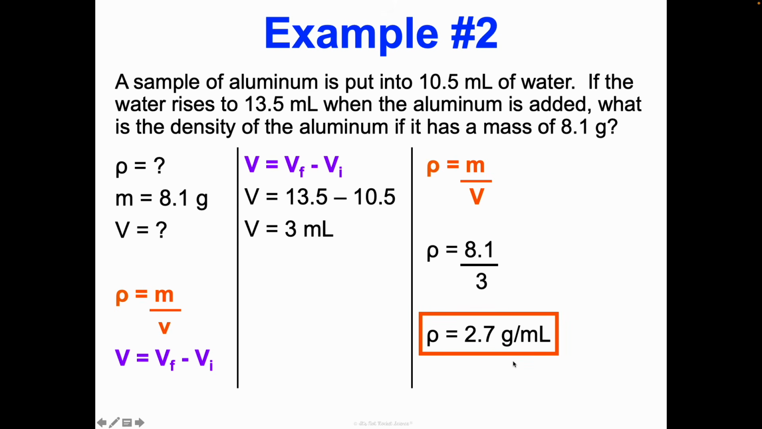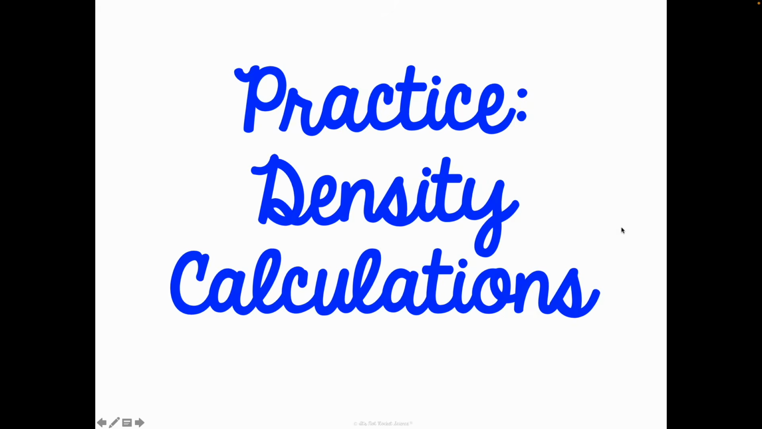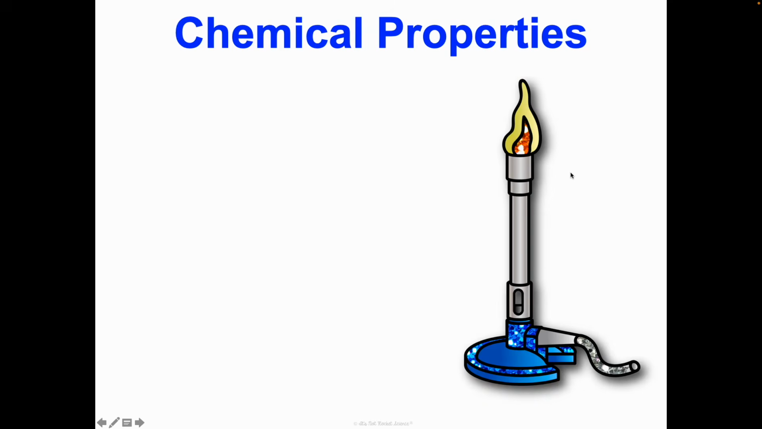You got to watch out with your units. Your units have to match the mass and the volume that you put in. Whether that's going to be centimeters cubed or milliliters, you got to keep an eye out for that, okay? All right, we're going to pause in class and practice with density calculations, and then we're going to do a whole lab activity with density calculations. But for the sake of the video, we're going to keep talking about chemical properties now.